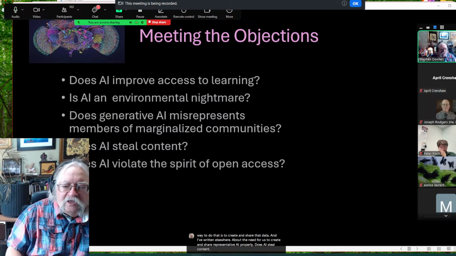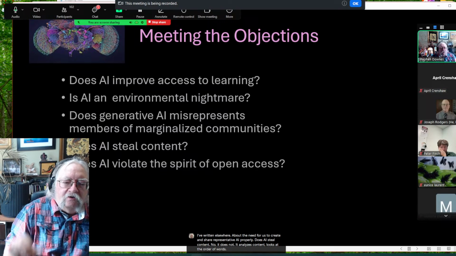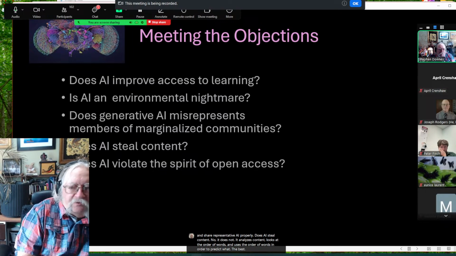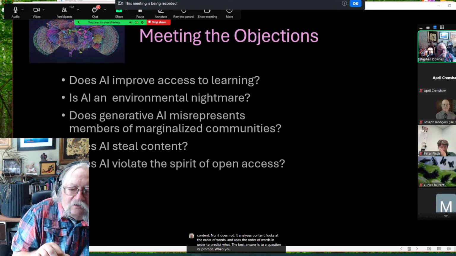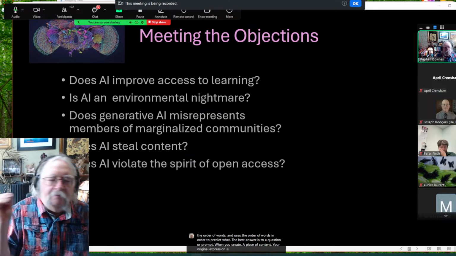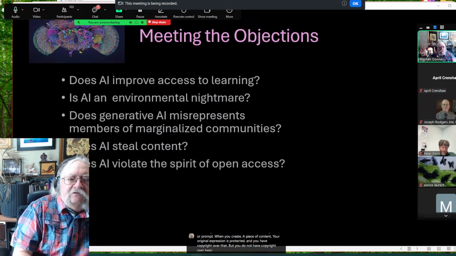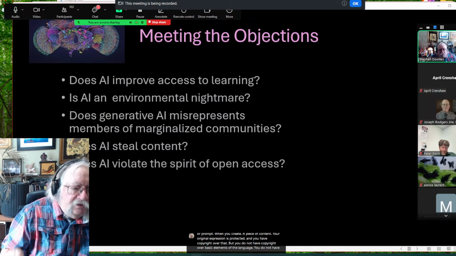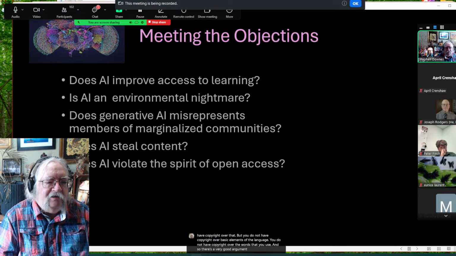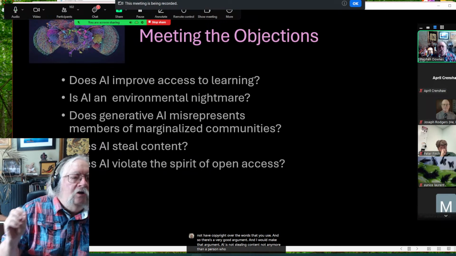Does AI steal content? No, it does not. It analyzes content, looks at the order of words, and uses the order of words in order to predict what the best answer is to a question or prompt. When you create a piece of content, your original expression is protected, absolutely, and you have copyright over that. But you do not have copyright over basic elements of the language. You do not have copyright over the words that you use. And so there's a very good argument, and I would make that argument. AI is not stealing content, not any more than a person who reads a book and learns from the book.